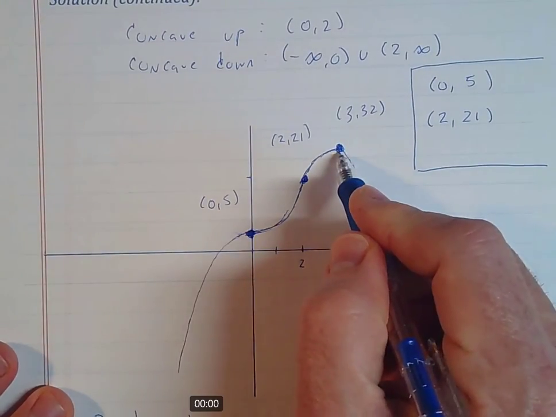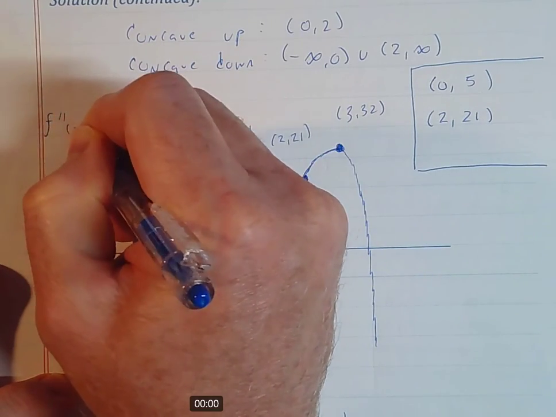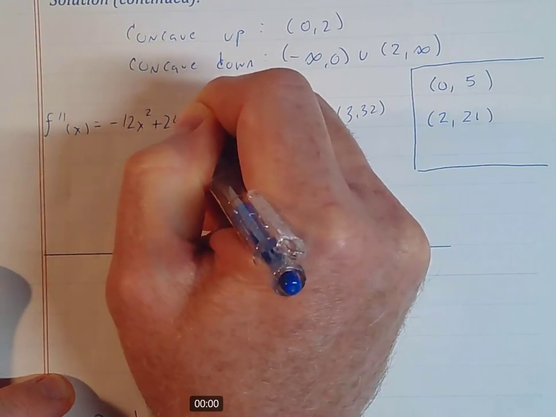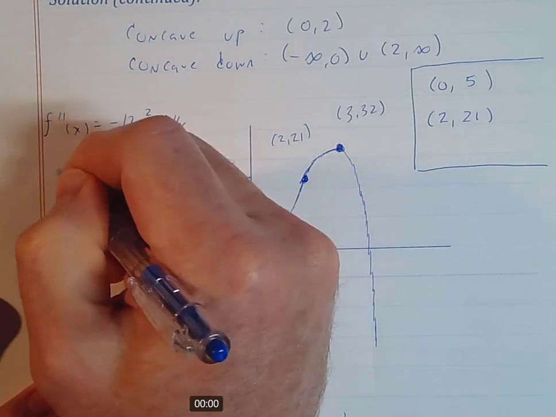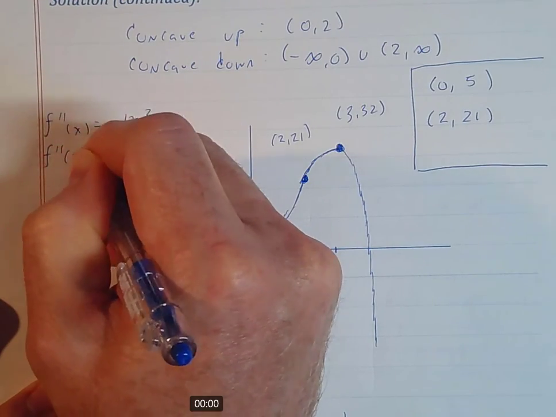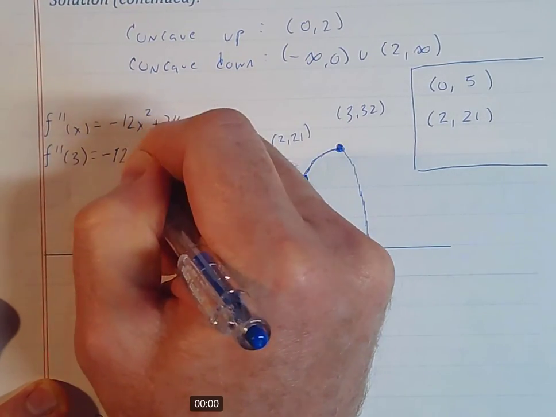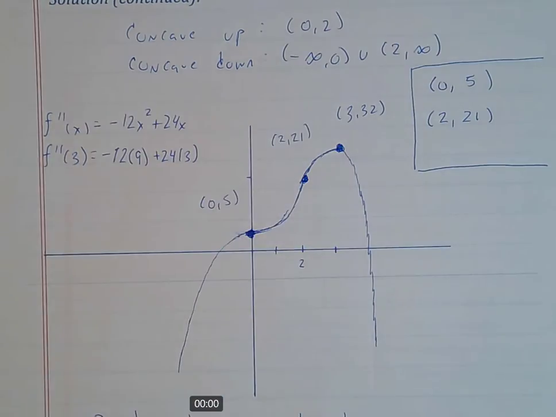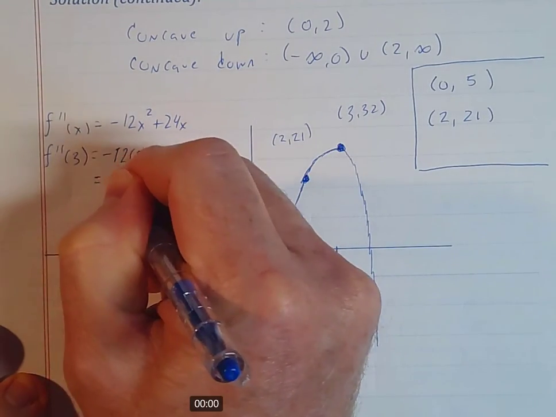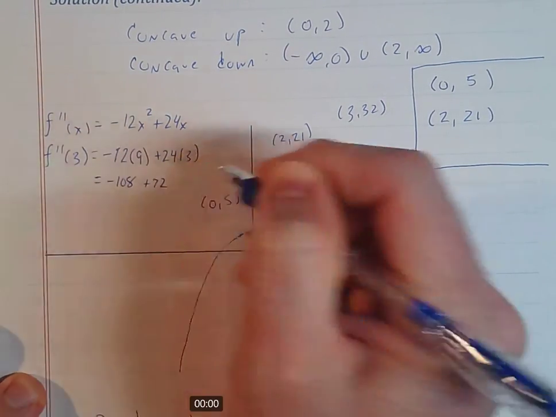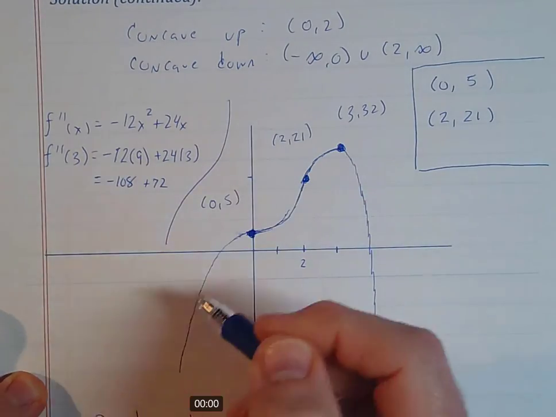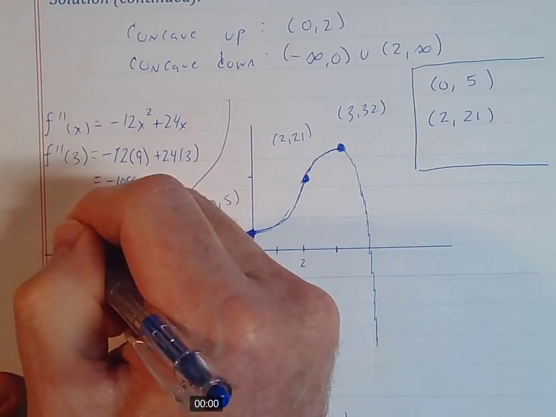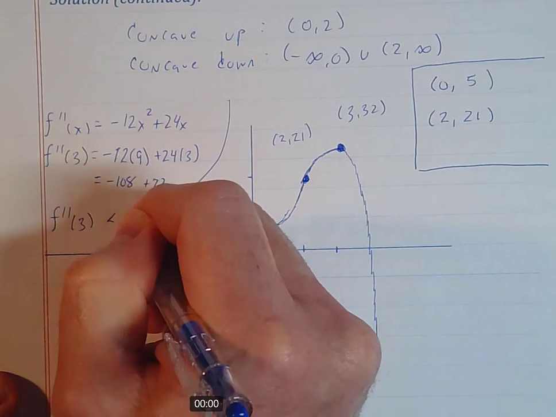Here we've got the critical number 3. Remember that our second derivative was negative 12x squared plus 24x. And so if we were to go in here and find the second derivative at 3, we get negative 12 times 3 squared, which is 9, plus 24 times 3, which would be, let's see, negative 108 plus 72. And so whatever that is, we can see that that's going to be negative. Second derivative is negative at 3.